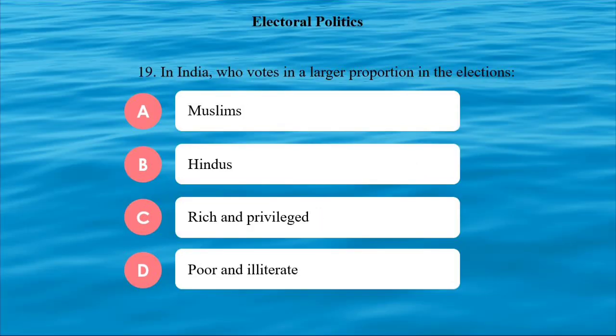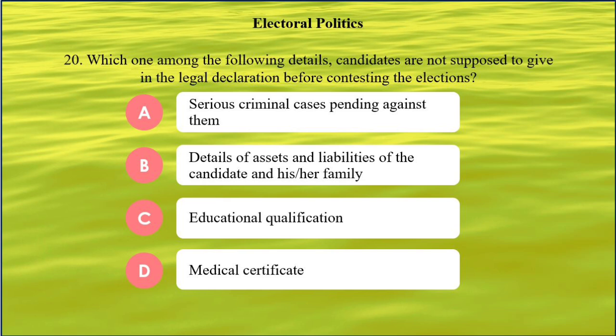In India, who votes in a larger proportion in elections? Poor and illiterate, so option D is correct. Which one among the following details are candidates not supposed to give in the legal declaration before contesting the elections? Medical certificate, so option D is correct.